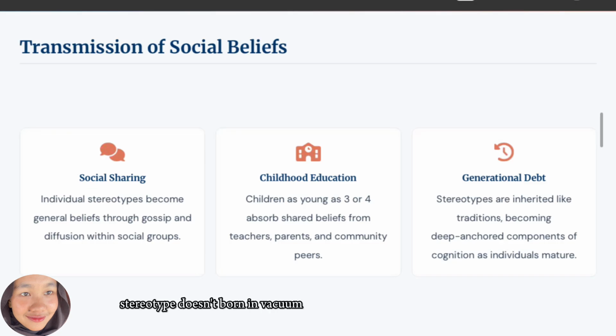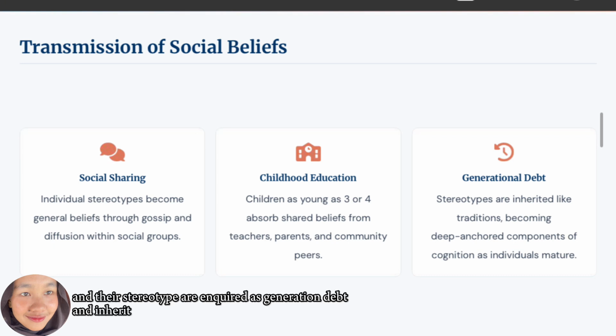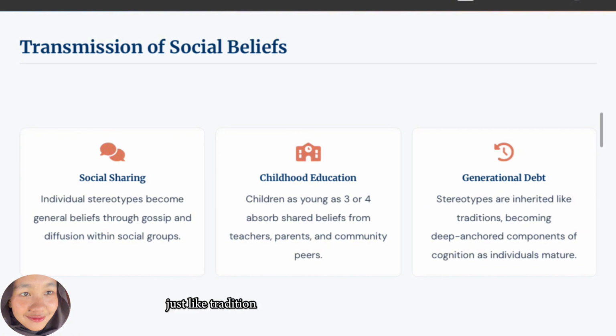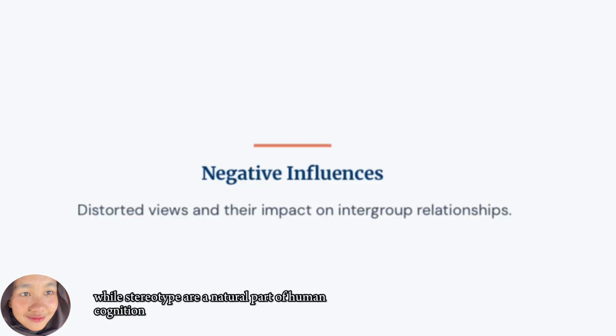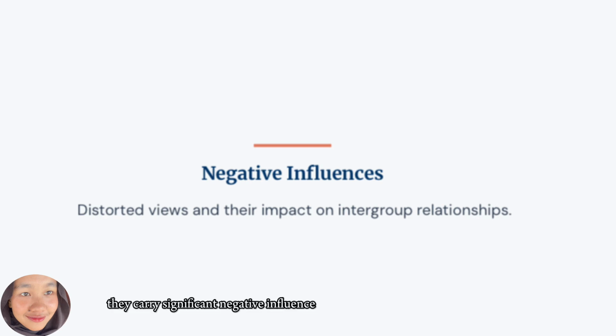Stereotypes don't be born in a vacuum. They are taught. They are moved from the individual to the group through social sharing and gossip. And this process starts early. Children as young as 3 or 4 begin to absorb these beliefs from parents and teachers. By the time we reach adulthood, these stereotypes are anchored as generational debt and inherited just like tradition. While stereotypes are a natural part of human cognition, they carry significant negative influence.